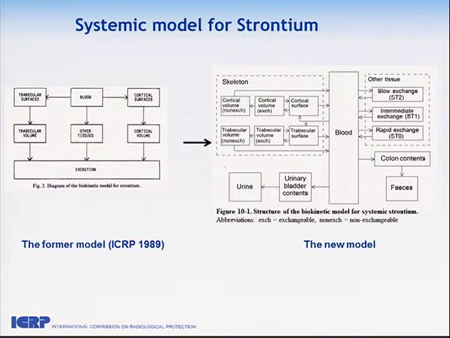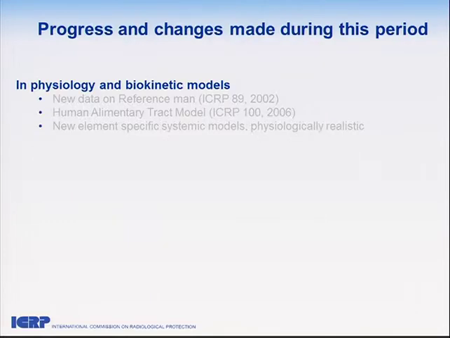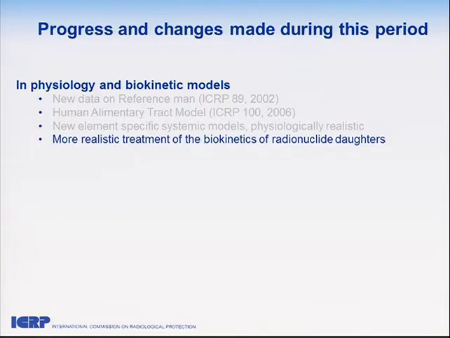Another example is strontium, and another example is radon, which is a little bit new because it was not described in the previous publication. So we also have a more realistic treatment of the biokinetics of radionuclide daughters. In the past, it was considered that the kinetics of a radionuclide born in the body would be the same as the kinetics of the parent, just because it was too complicated to assess independent kinetics. And now we try to define independent kinetics for radionuclide daughters.